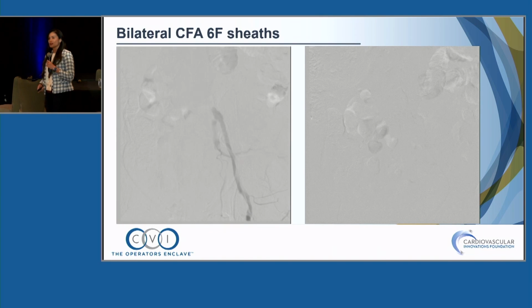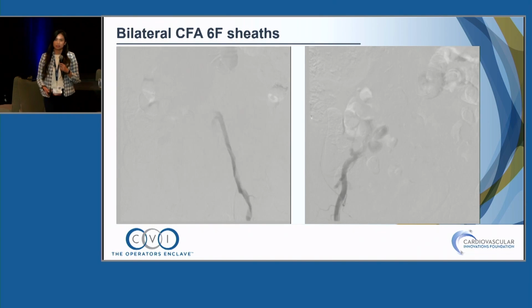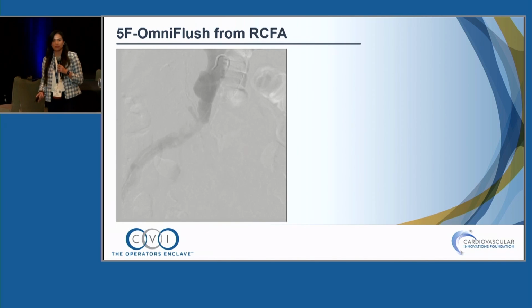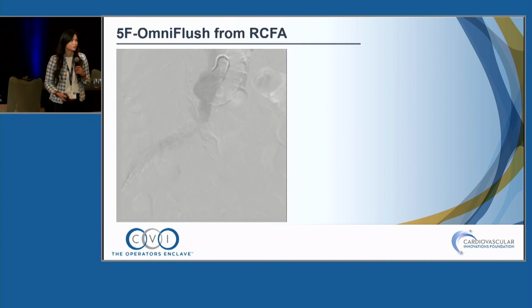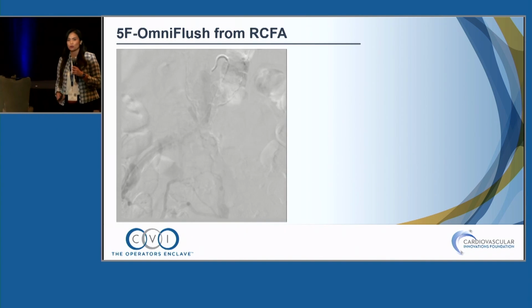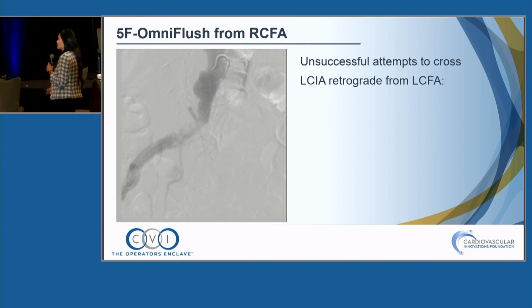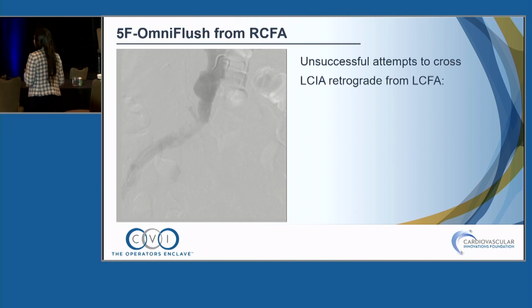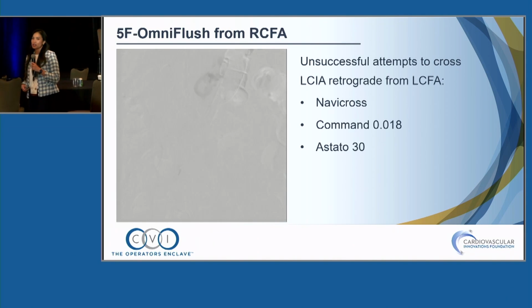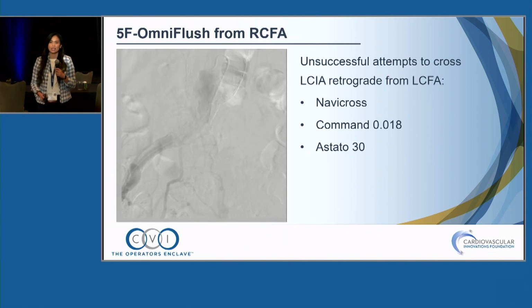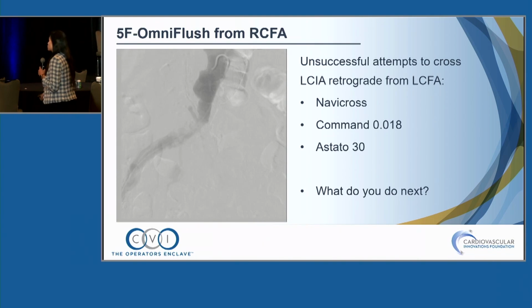So we started with bilateral common femoral artery 6 French sheaths. To get a better picture, we advanced a 5 French Omni Flush from the right common femoral artery for a distal aortogram, which confirmed our findings. We were unsuccessful in crossing the left common iliac artery in retrograde fashion from the left common femoral artery using a Navicross, a Command 018, and an Astato 30, and we quickly realized that this was a CTO. So what do we do next?